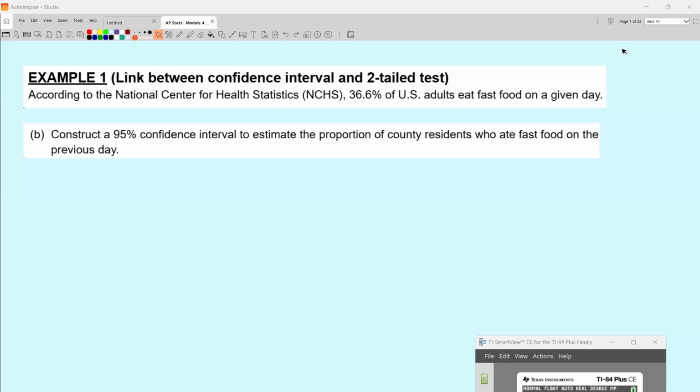Part B asks you to construct a 95% confidence interval to estimate the proportion of county residents who ate fast food on the previous day. So I'm going to use the calculator's one prop Z interval again to calculate this.